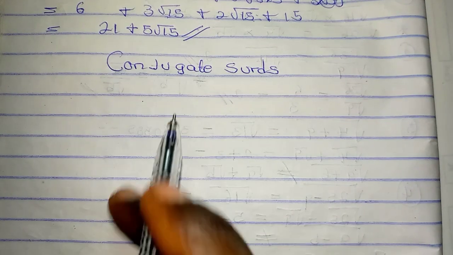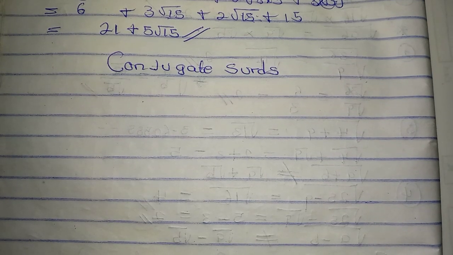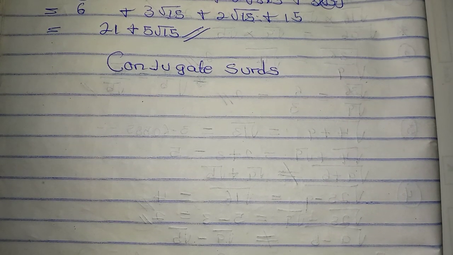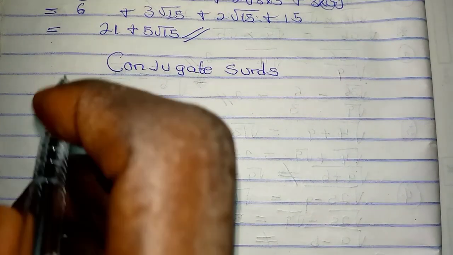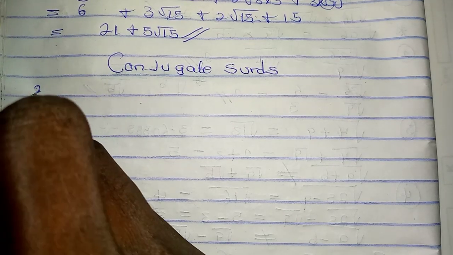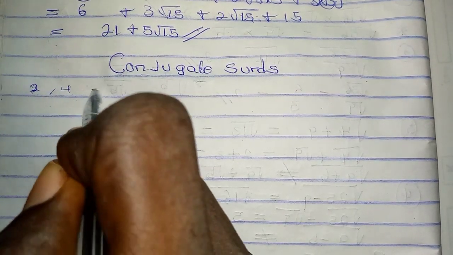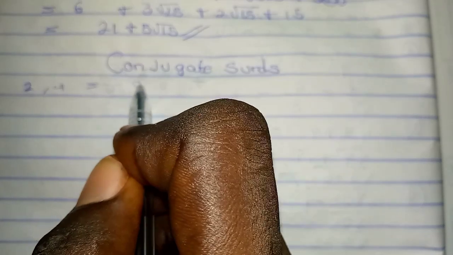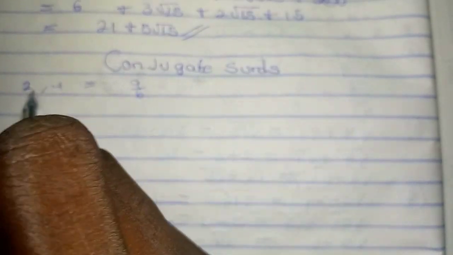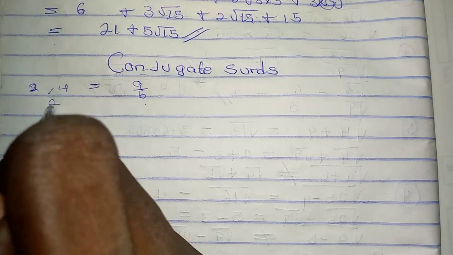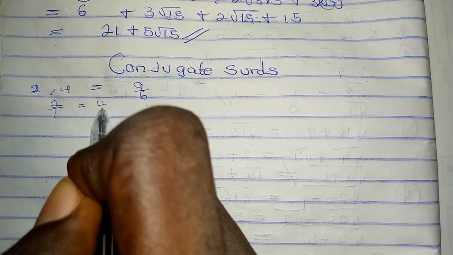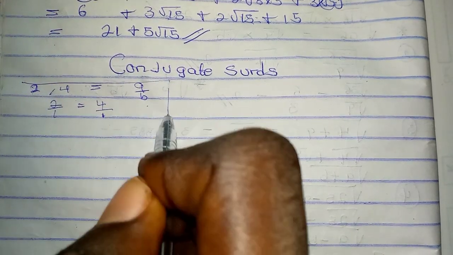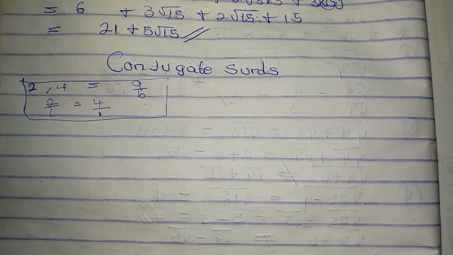So we said two surds are conjugates if their product gives rise to a rational number. And don't forget, rational numbers are numbers like 2, 4, which can be expressed in this form, A over B. So if we express this in that form, we have 2 over 1, 4 over 1. So we have taught this earlier.